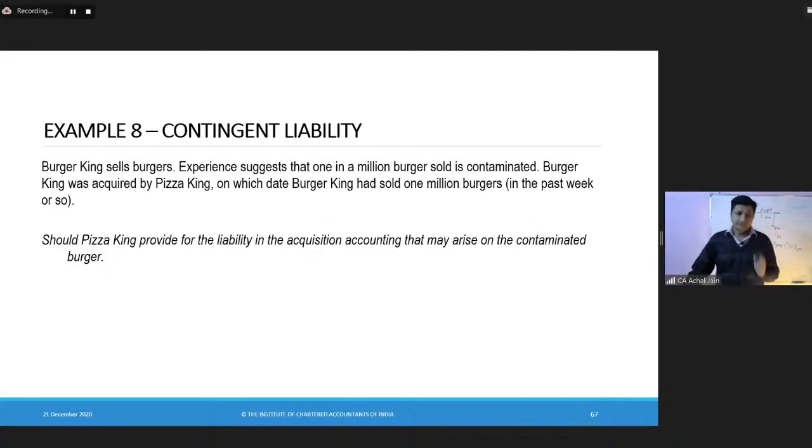Now in this case, you need to tell me, it's over to you now. Should Pizza King, that means the acquirer, provide for the liability in the acquisition accounting that may arise on the contaminated burgers? Yes or no? Quickly. You remember one of the exceptions we discussed?